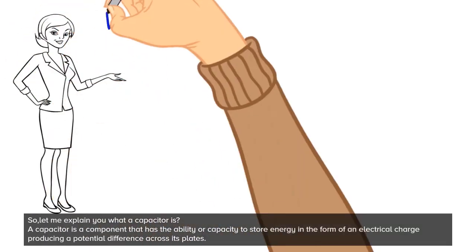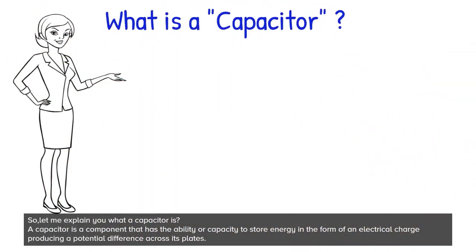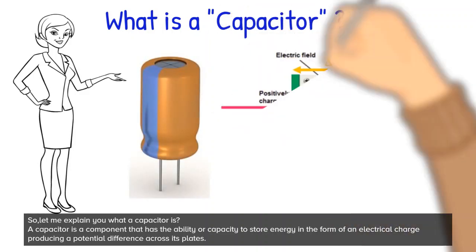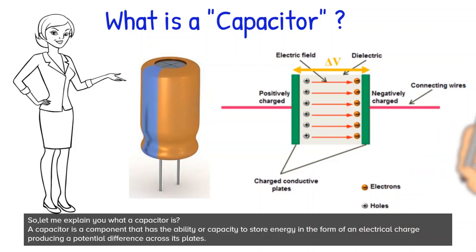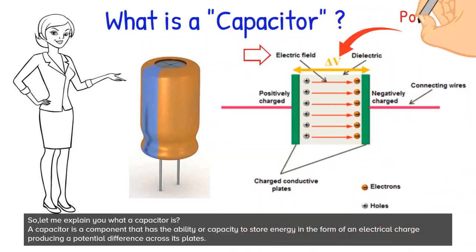So, let me explain what a capacitor is. A capacitor is a component that has the ability, or capacity, to store energy in the form of an electrical charge, producing a potential difference across its plates.